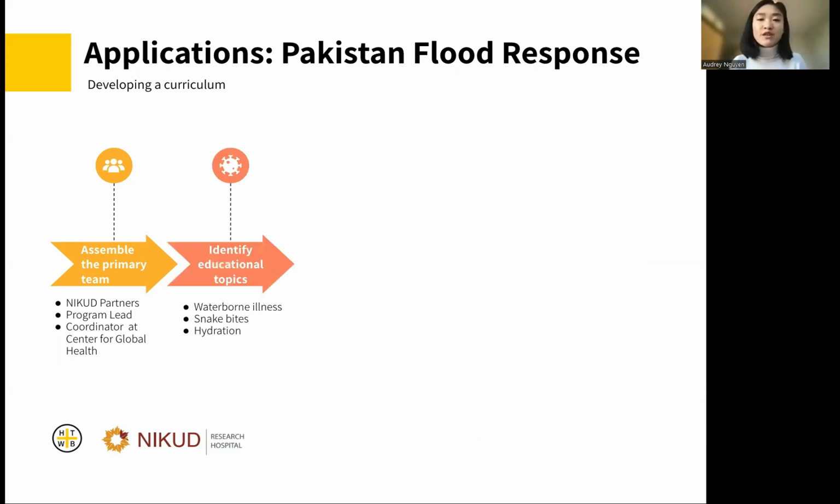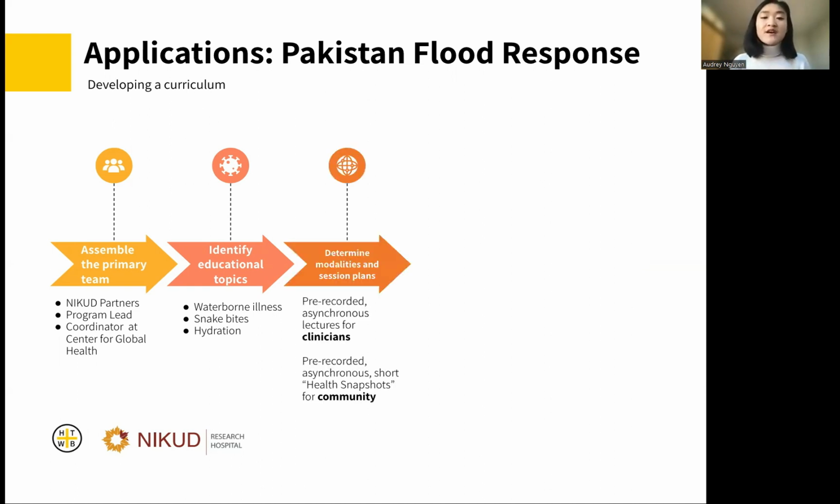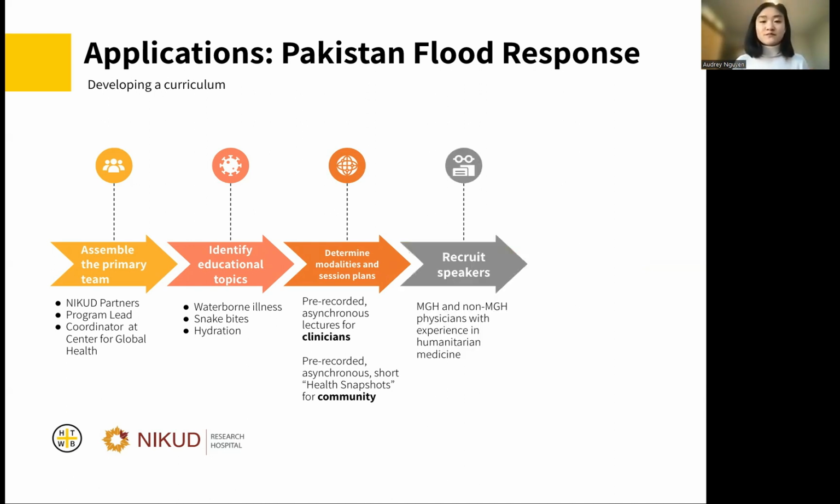In consultation with our community partners at NIKUD, we identified educational topics of interest, including waterborne illnesses, hydration, snake bites, and other topics like dermatological conditions that were arising in the setting of floods. Third, we determined the target audience and modality, and this included creating pre-recorded asynchronous 30-minute lectures for clinicians and paramedics at NIKUD Hospital, as well as pre-recorded asynchronous 2 to 3 minute videos for community members.